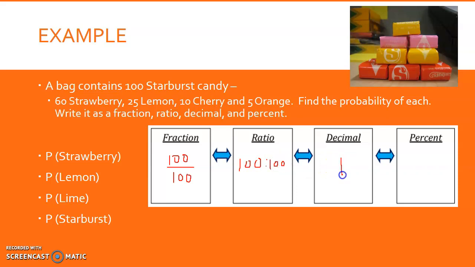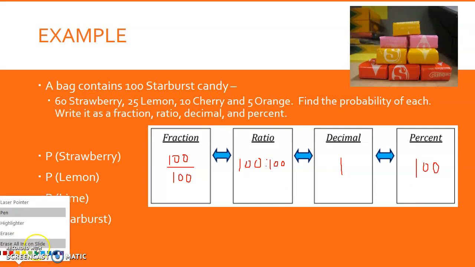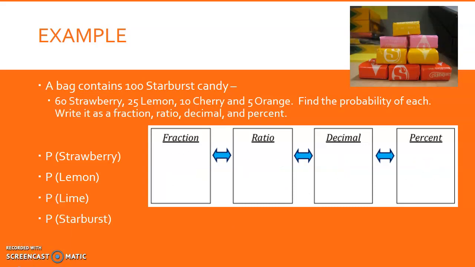As a decimal, we could just write that as 1. 100 divided by 100 is 1, so that gives us our decimal. We would say it is 100% chance that we are going to pull a Starburst out of the bag, since those are the only options that we have.